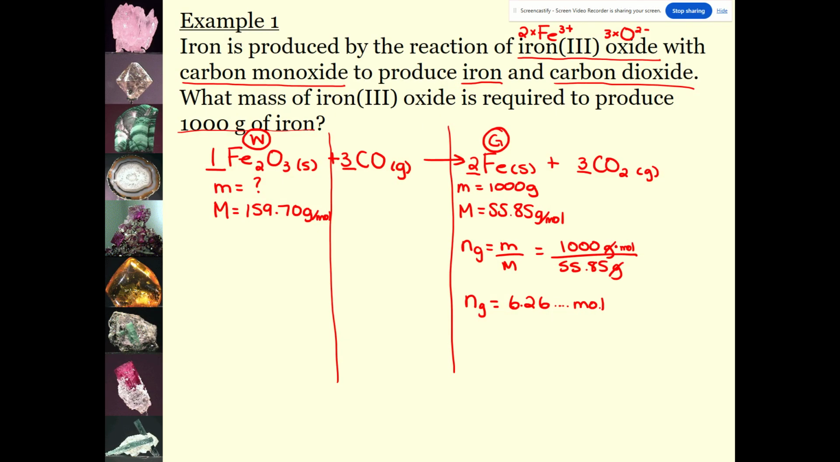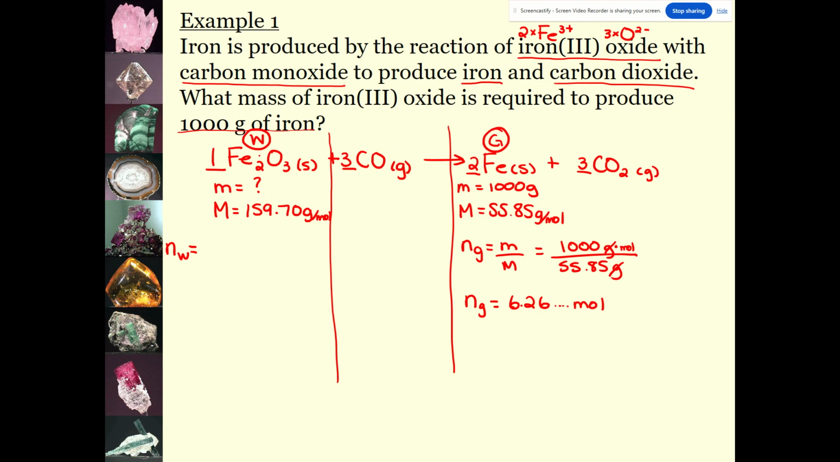If you can, though, I usually write a few digits and then put a note reminding myself to continue using this unrounded answer in the next step. So that was step 2, finding the moles of your given. Now step 3 is to find the moles of my wanted.